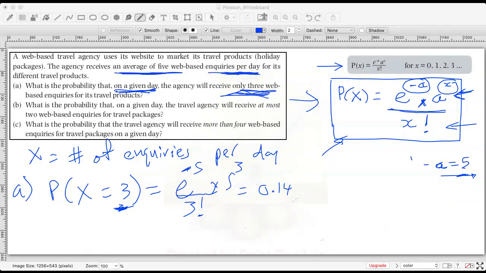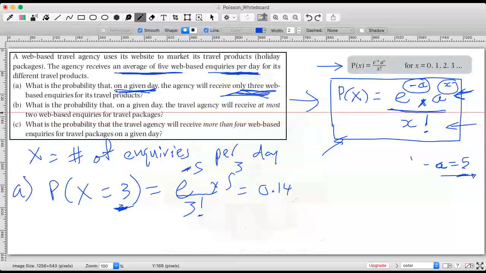Sorry, I got lost a few steps, but sure. Okay, just give me a shout. We're going to have a little bit more practice for the next two questions, so that's fine. Okay, so for A, it's 0.14. All right. Now let's move on to question B.